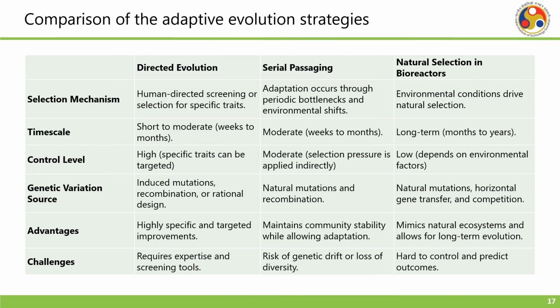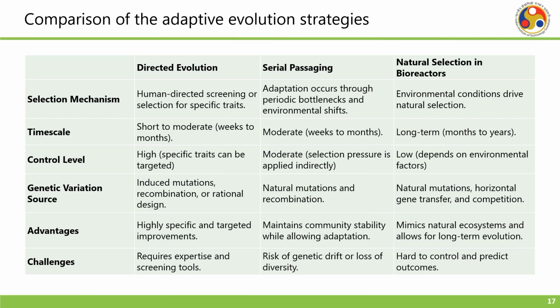Serial passaging is moderate, weeks to months. And natural selection in bioreactors is actually a long-term process, it may take months to years. Then from the point of view of control, in directed evolution, the control level is high, specific traits can be targeted. In serial passaging, it is moderate, selection pressure is applied indirectly. In the case of natural selection, the control level is very, very low, it depends on environmental factors.